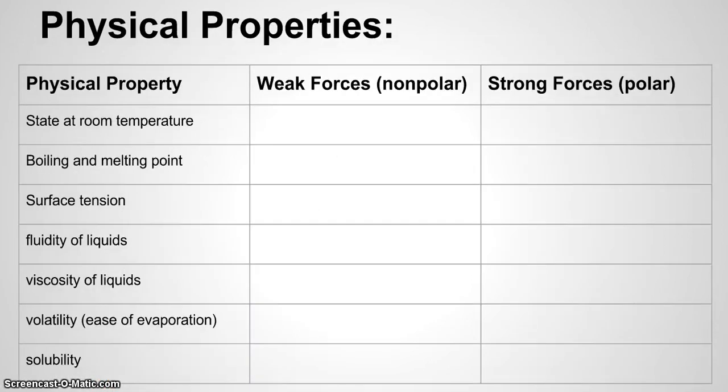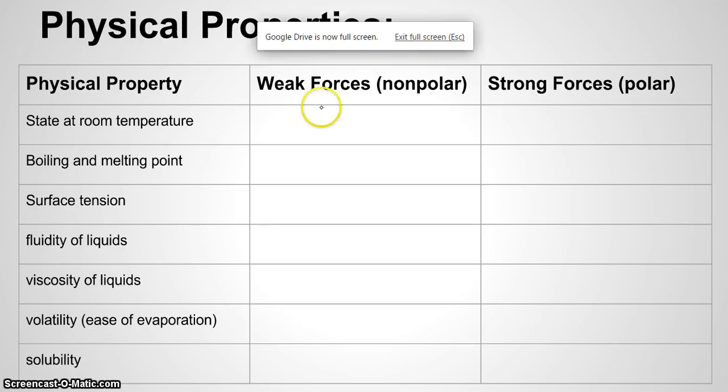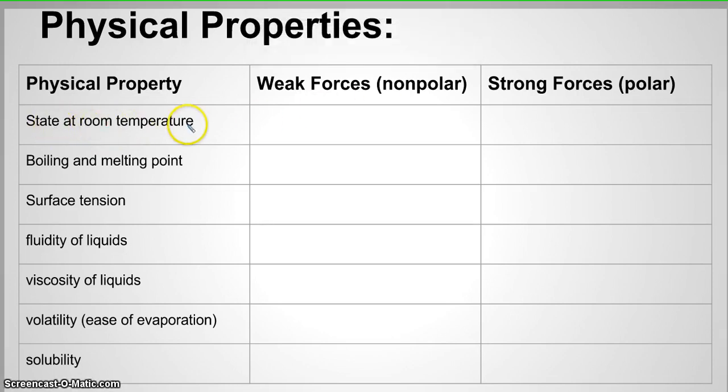Now we're going to look at how physical properties, and we have a bunch listed over here, are affected by the intermolecular forces or intermolecular attractions between types of molecules, whether they're nonpolar or polar. So when we have nonpolar things that have weak intermolecular forces holding them together, we are going to look at their state at room temperature.